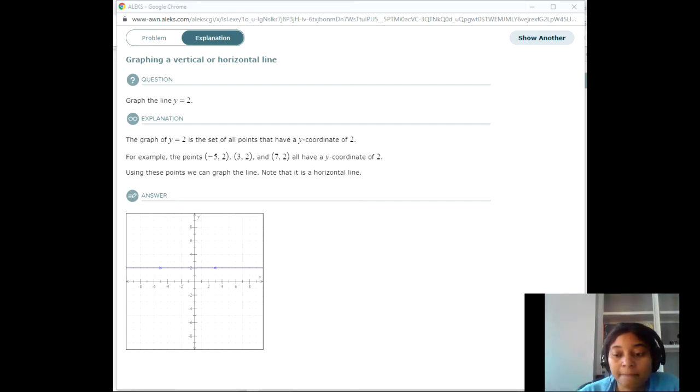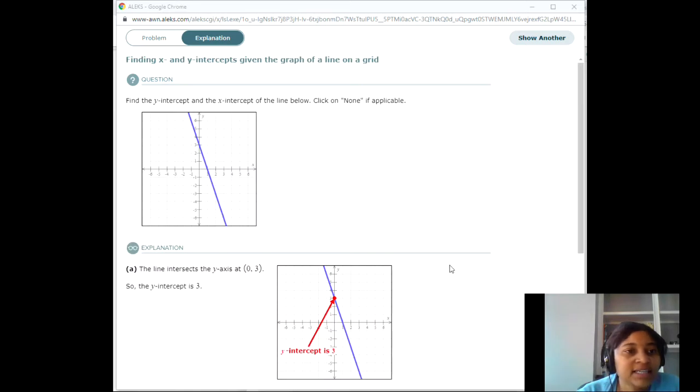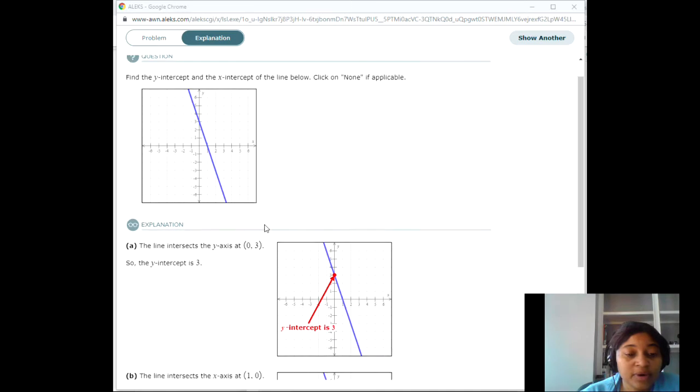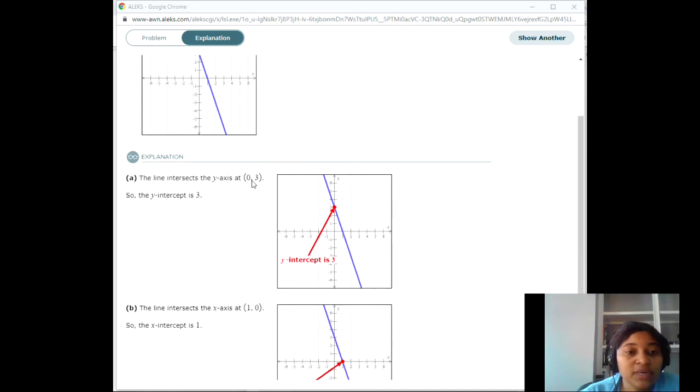Finding x and y intercepts given the graph of a line on a grid. So here, they've already given us the problem. It says A, the line intersects the y-axis at 0 and 3. Okay, so the first thing we would do is find the 0 on the x-axis, and then we'll find the 3 on the y.